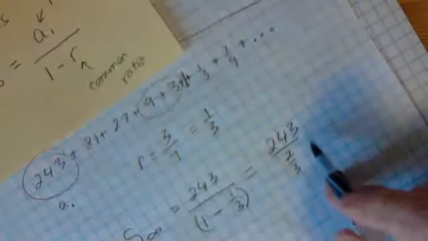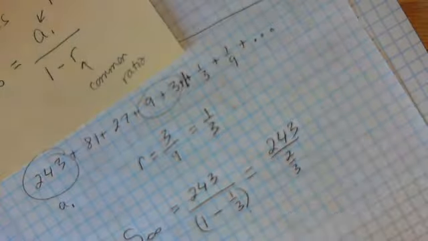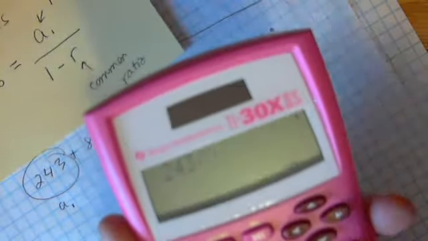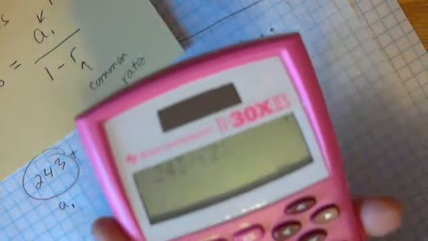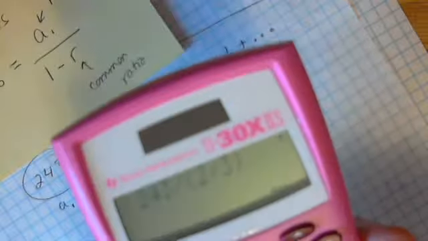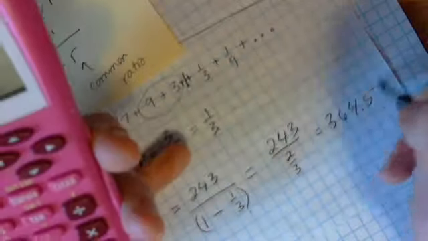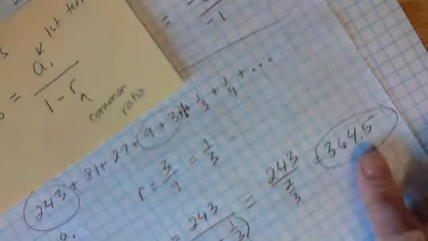Okay? And 243 divided by 2/3 is the same as 243 times 3/2. But we can put it into our calculator just like this if we want. 243 divided by, I'm going to use parentheses, because if you don't have a fraction key, you can just go 2 divided by 3 in parentheses. And I end up with 364.5. So if we wanted to add up all of these numbers plus on into infinity, the final total, believe it or not, would be this.